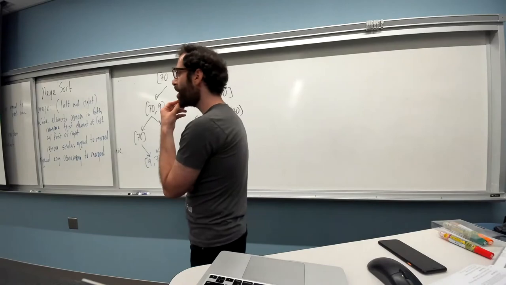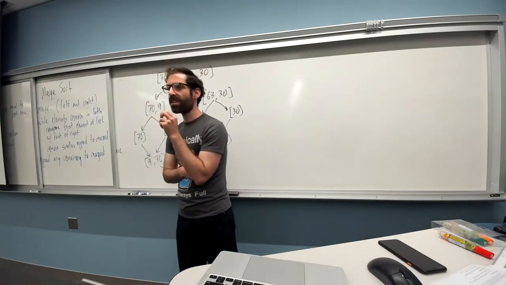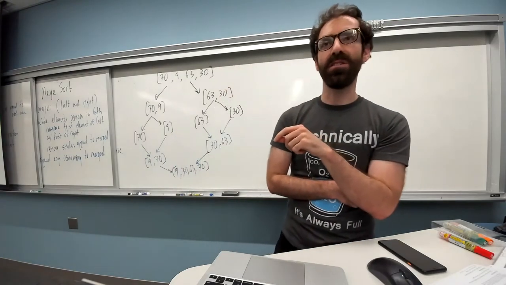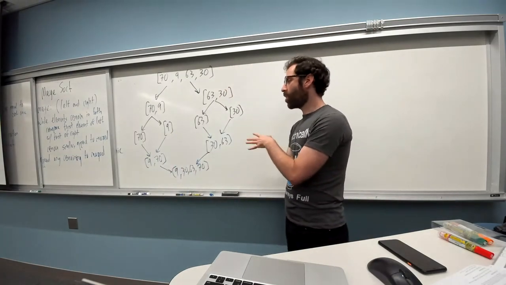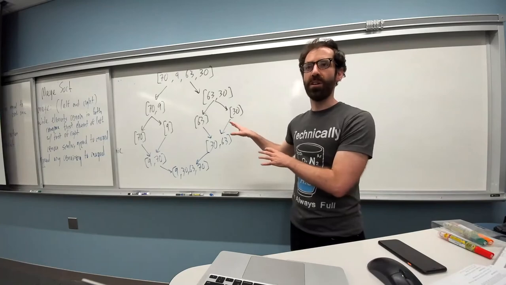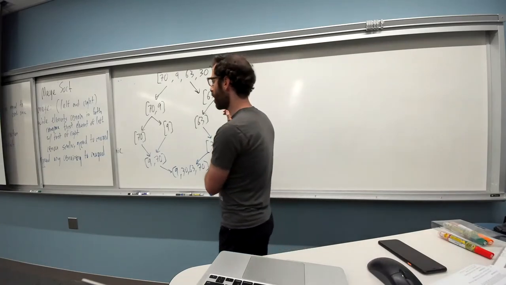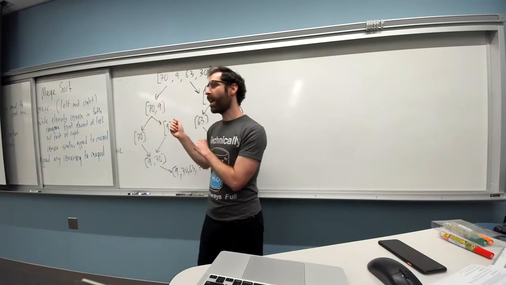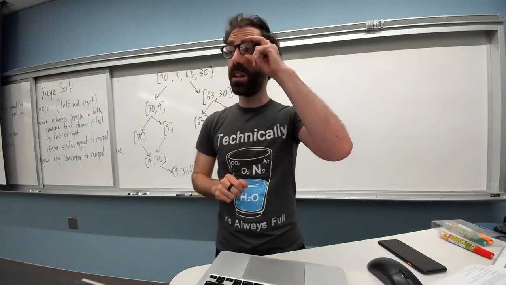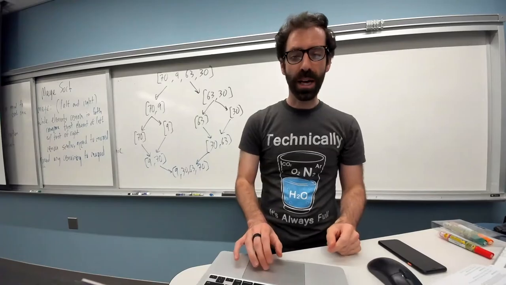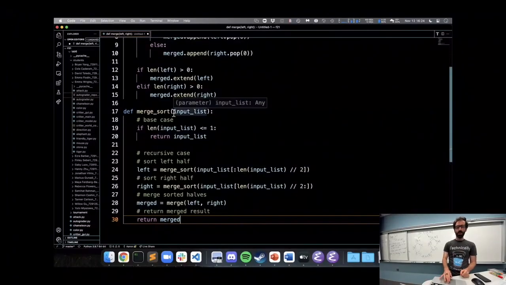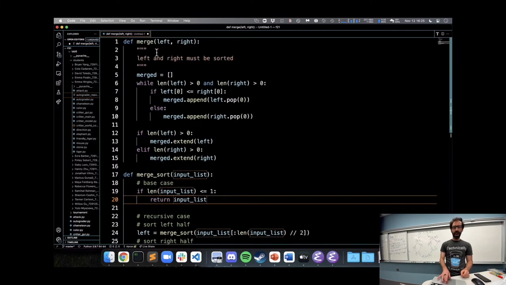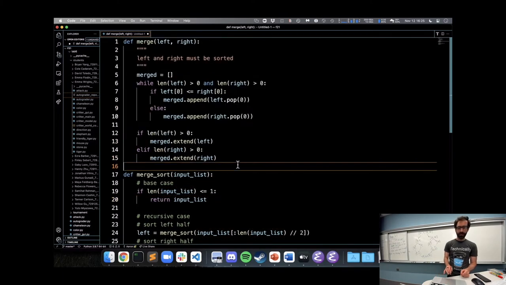All right, so now what remains for us is to analyze merge sort and figure out how efficient this is. Is all this recursive work worth it? Is this going to be better than the insertion and selection sort that we already looked at? So we have two parts to this: our merge sort function and our merge function.